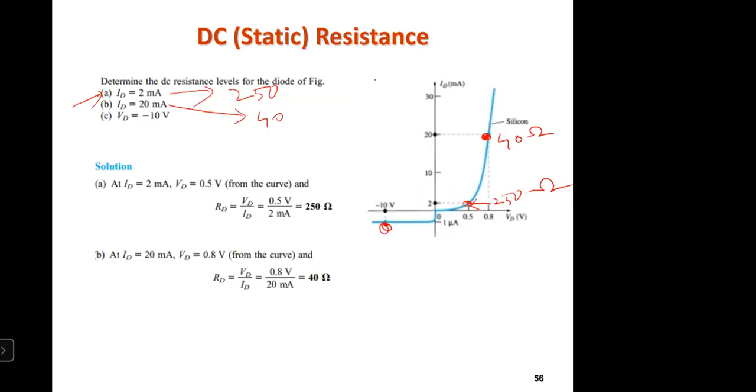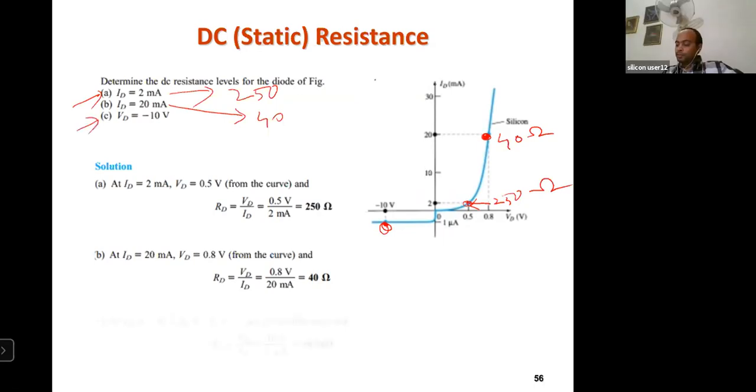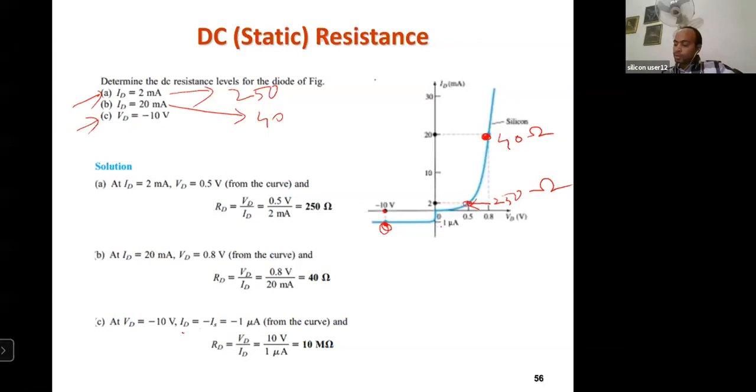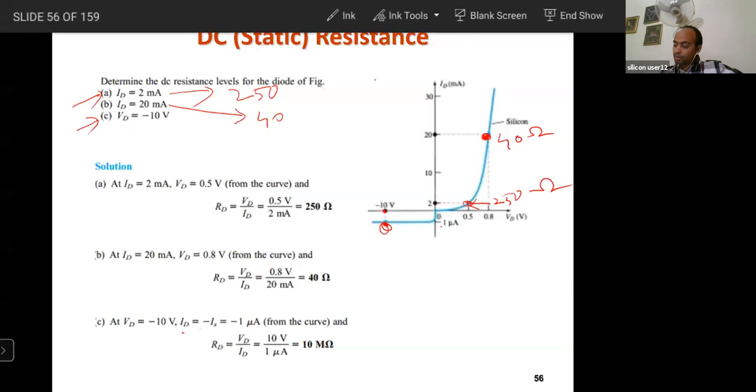But suppose we calculate it, the current is not zero, because there is the reverse saturation current. So if we calculate with it, it is asking at VD equal to minus 10. That means at this point, which is minus 10, how much is the corresponding ID? 1 microampere. So 10 to the power 7. One more very important thing you should note.